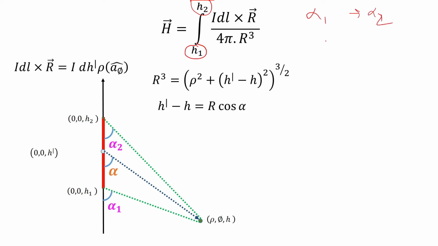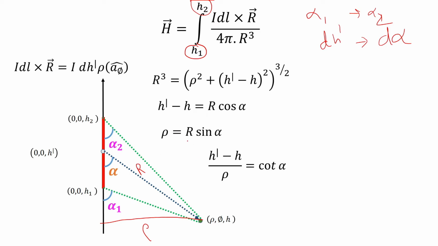For that I need the relationship between change in h dash to change in alpha. If I do that, because of the right angle triangle between h dash minus h, rho and r, I can say that h dash minus h is r cos alpha. Similarly, rho is r sin alpha. From this I can say h dash minus h by rho is cot alpha. Therefore h dash equals h plus rho cot alpha.